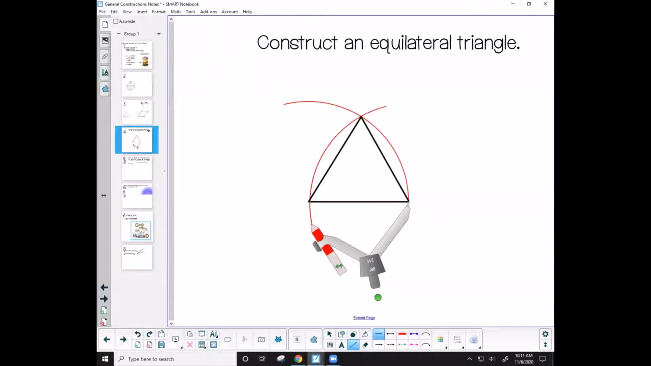Then I went to this endpoint and I did the exact same thing. So this arc represents all the different ways I can draw that radius and have it be the exact length I needed. Here's where they both intersect or both agree at the same time on the length, which is what makes it then an equilateral. Good? All right, try it again. So construct another equilateral triangle, please.